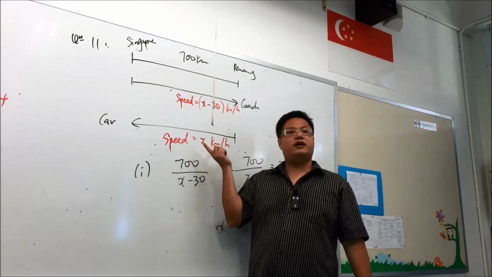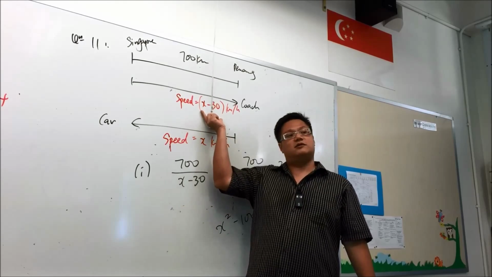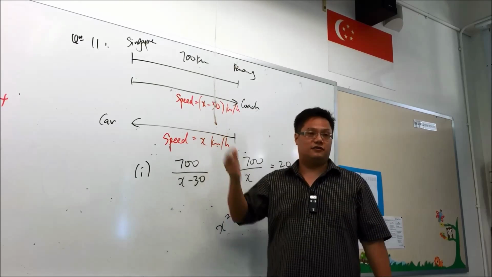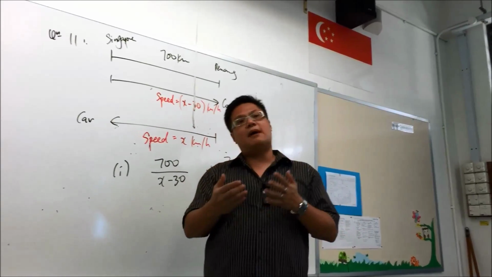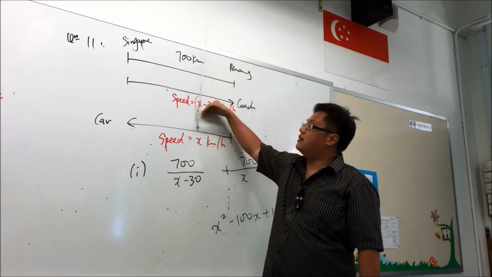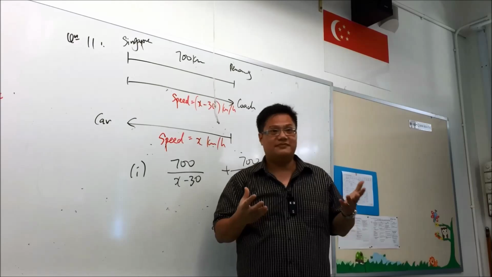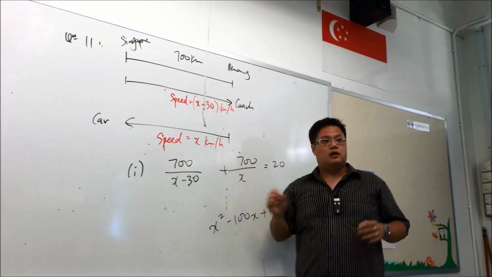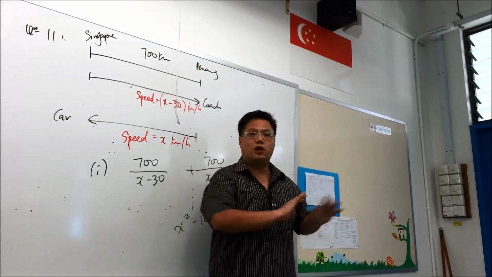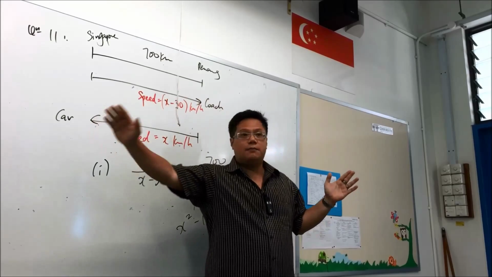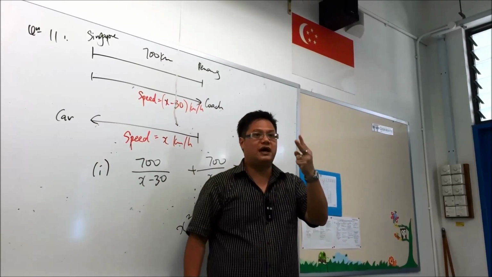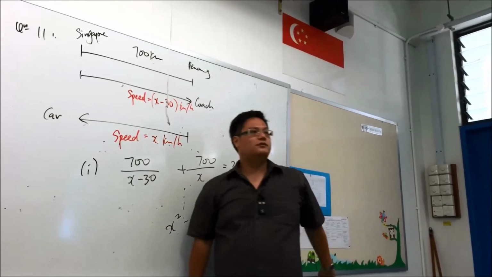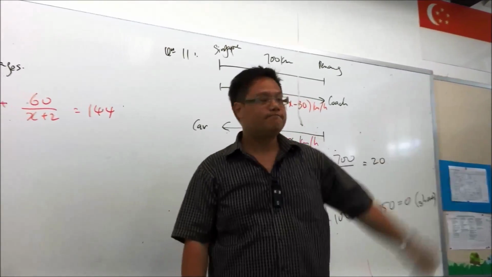If this is 130 kilometers per hour, this must be 100 kilometers per hour. If this is 80, this is 50. Am I correct? If this is x, this must be x minus 30. So you think about it. I have a distance, I have speed. From here, I can formulate my time. Distance divided by speed will give me time. Distance divided by speed will also give me time. The question says that the total time taken for the whole journey from Singapore to Penang, Penang back to Singapore, the total duration is 20 hours. So I just take time plus time equals 20. You get it now? Cool. Everyone all right? You also get it now?